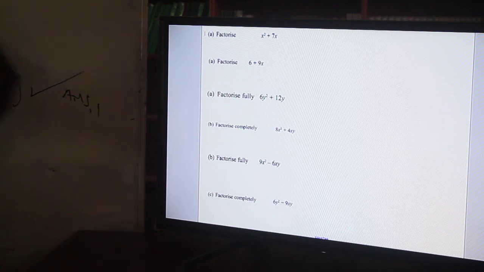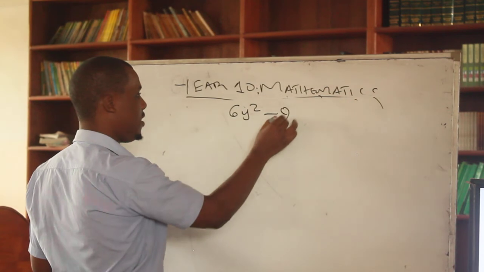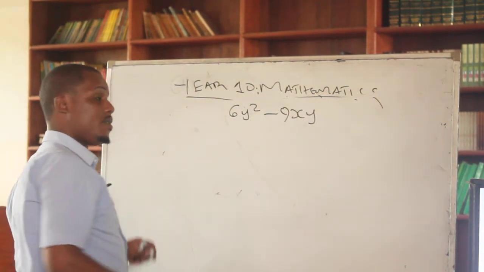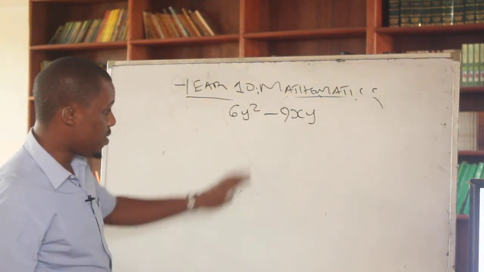That one is going to focus on factorize completely, in our number 2C. Number 2C, you are told to factorize completely. Then you have 6y squared minus 9xy. So the concept is the same with the way you are told. The concept is the same.